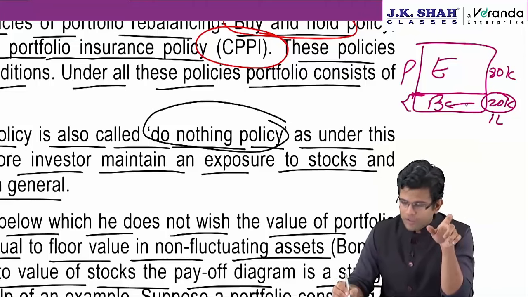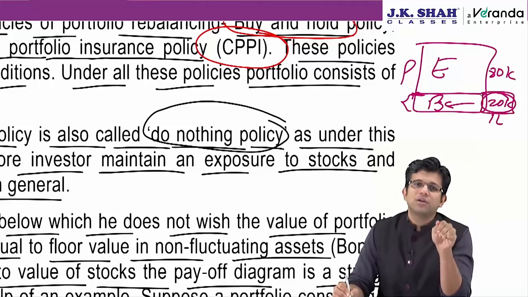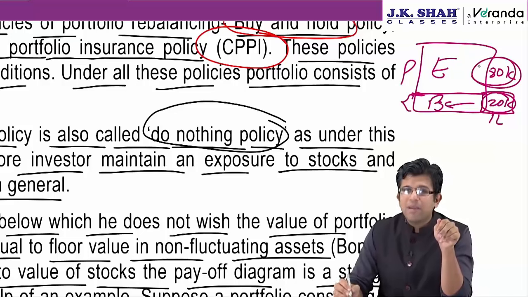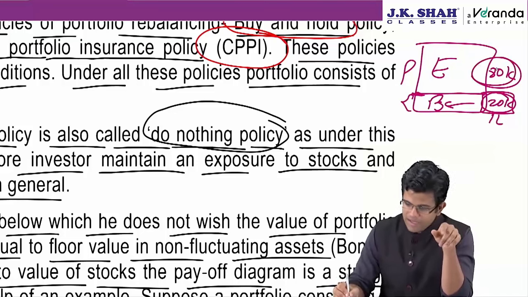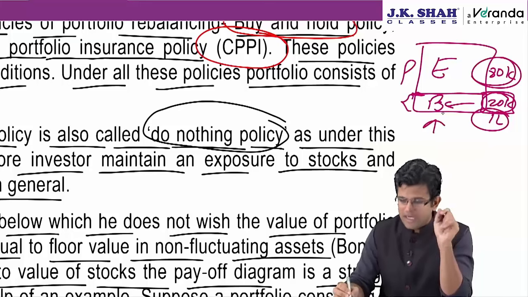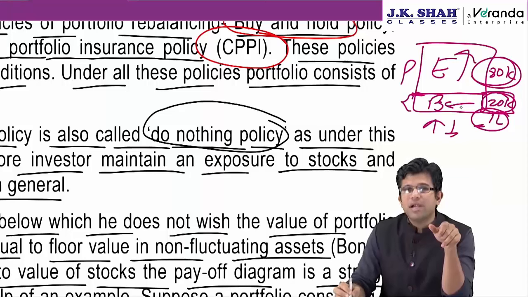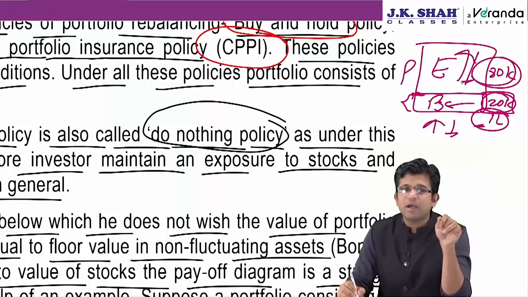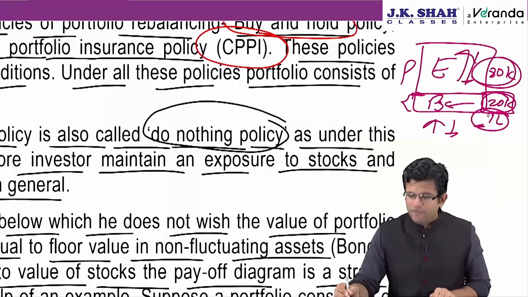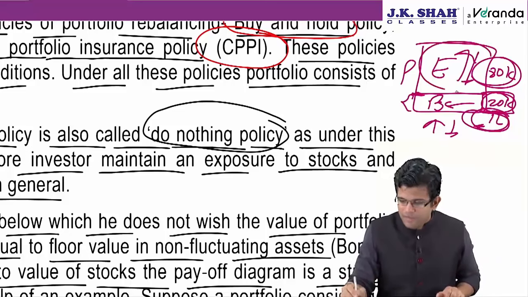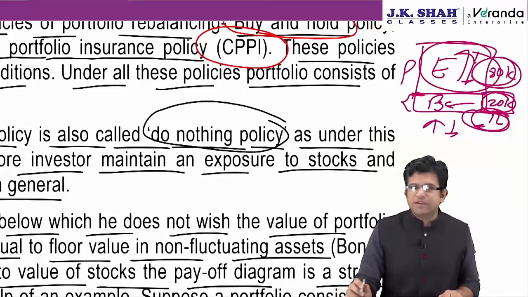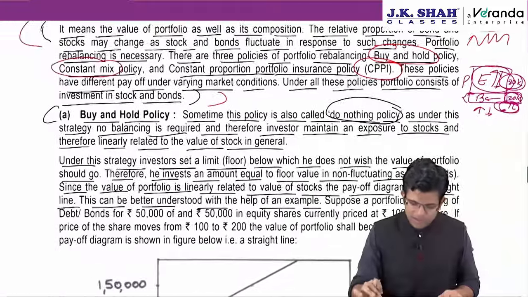Students, do you realize that considering the bonds to be a fixed 20,000, whatever will happen in the equity, if this portfolio has to go up, it will go up in relation to the equity going up. If this portfolio has to go down, it will go down in relation to the equity going down. Therefore, we say that the portfolio has a linear relationship with the equity, because bond is a fixed component. It will not change.